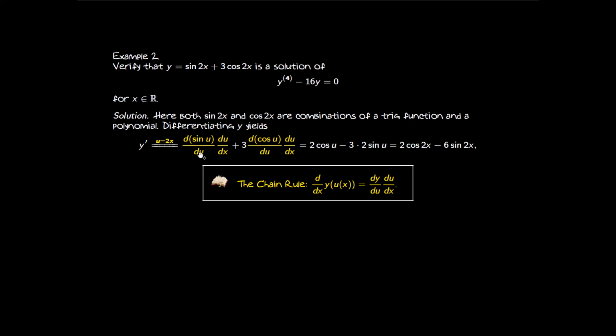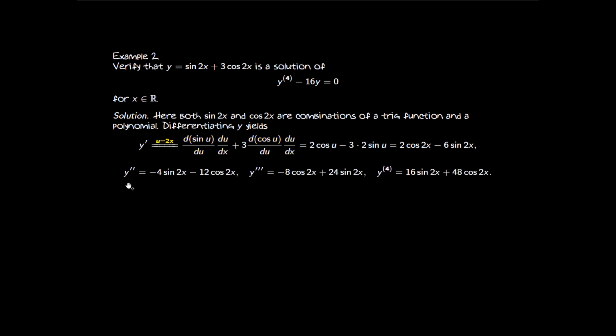And then we know the derivative of sine is going to be cosine. Du dx, when u is 2x, is going to be 2. And for the second term, the derivative of cosine is going to be negative sine. Du dx again is going to be 2. So finally, we got y prime is going to be twice of cosine 2x minus 6 times sine 2x.